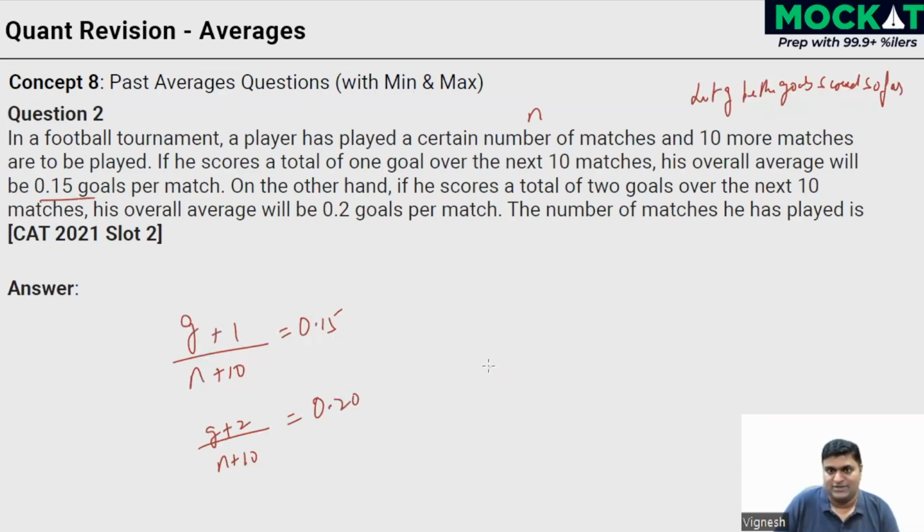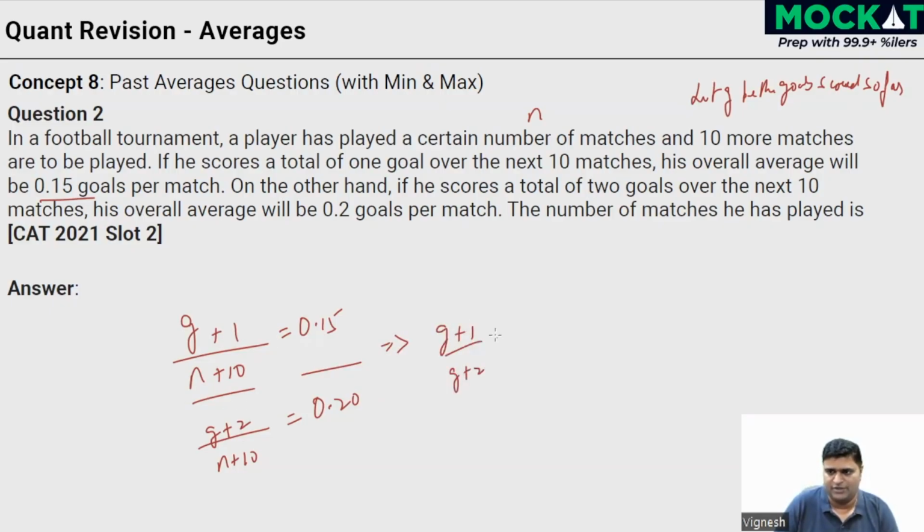The number of matches he has played, right, is what? I need to find the number of matches played. I can, in fact, look to get rid of the number of matches to begin with because the left-hand side is over here. N plus 10 is common. 2 equations, 2 variables. I can just divide. And what am I getting? G plus 1 by G plus 2, because N plus 10 is cancelled.